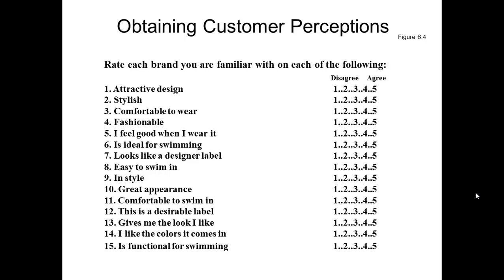So obtaining customer perception. Here is a chart or a questionnaire, and there's a number of different attributes, on this one 1 through 15. And they can circle if they disagree, which would be closer to the 1. And if they agree, it would be a higher rating of 5. So this is just a survey.